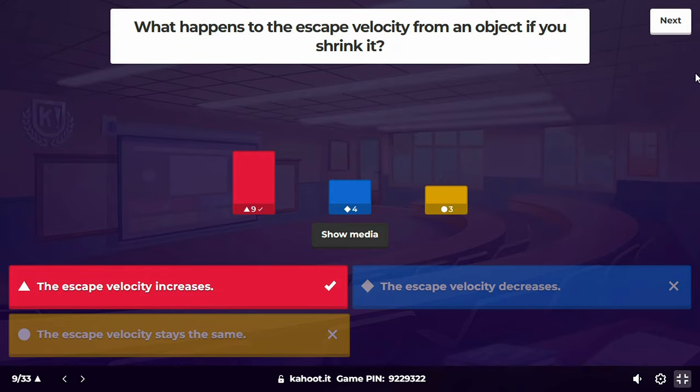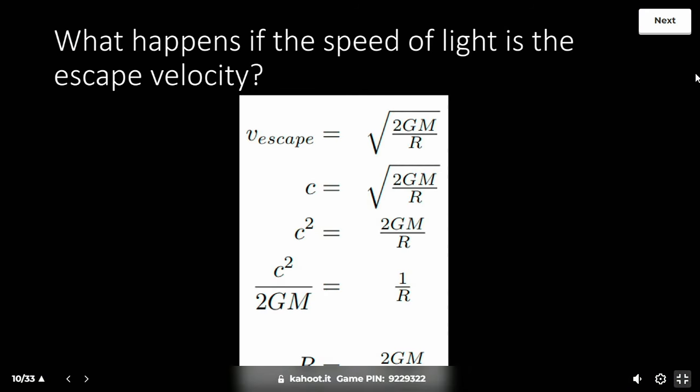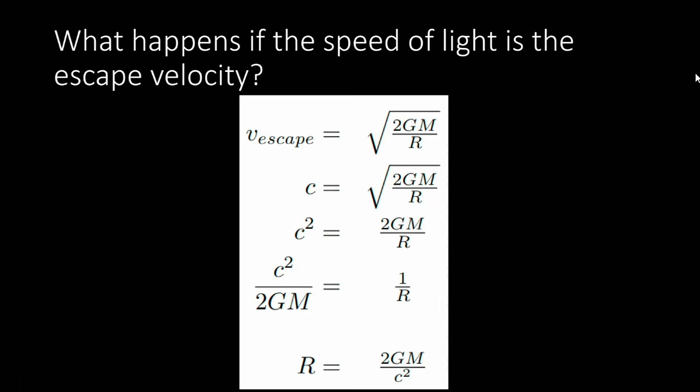Yeah, so if you keep shrinking the size of the object down, then you'll increase its escape velocity. Earlier in the semester, we actually derived the radius of a black hole. You start with your formula for escape velocity, and then you set the escape velocity equal to the speed of light. You do some rearranging to solve for the radius.